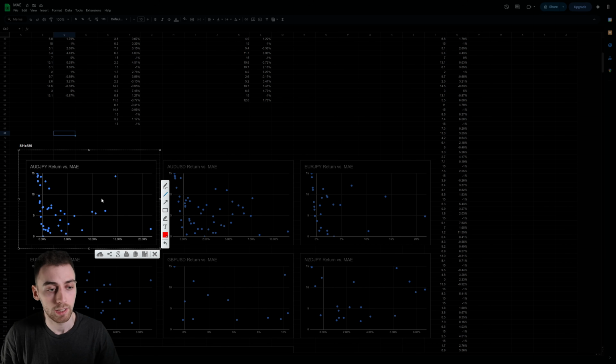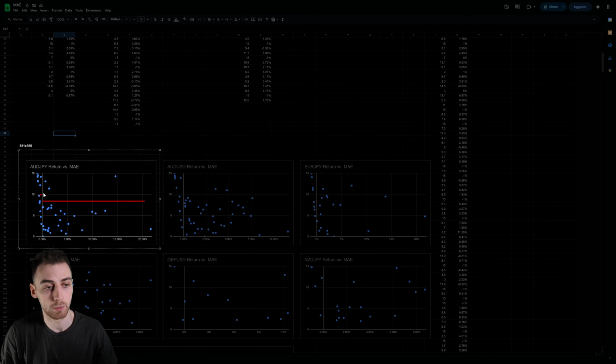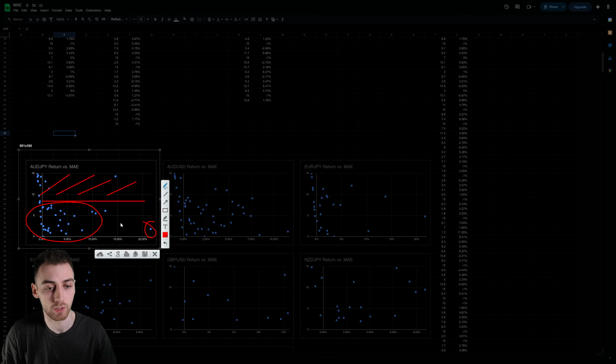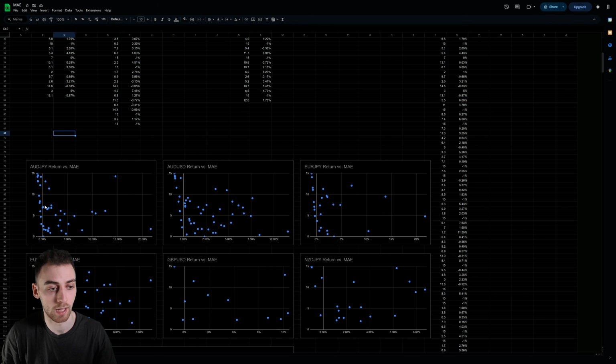So for AJ here, the optimal stop loss I'd say is around here. You can see I'd be removing all of these trades, but I'd be keeping all of these trades and these outliers as well. And that is with roughly an 8 pip stop loss.